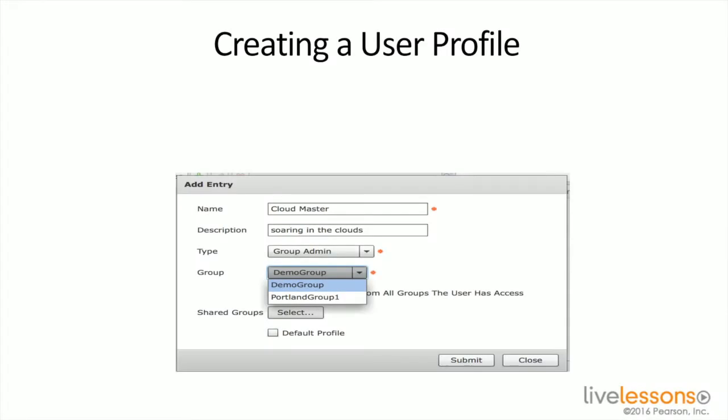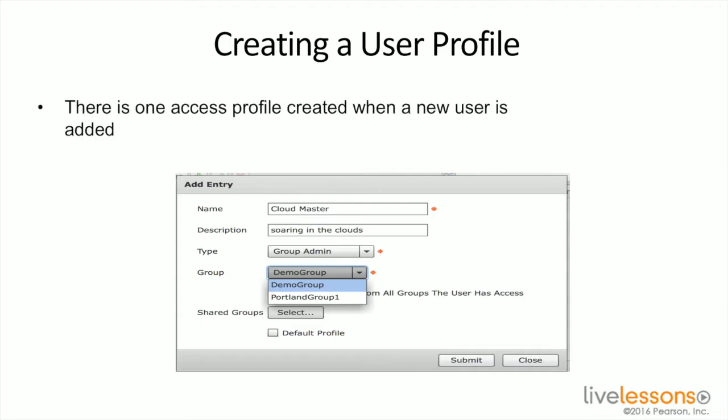When you're creating a user profile, this is going to allow you to tie that individual user to their particular role. This is something that gets created when you create a new user. There's generally one access profile that's created with that user. As you're building it, in this case, we're going to give this username Cloud Master.